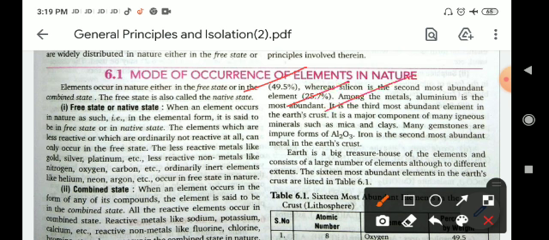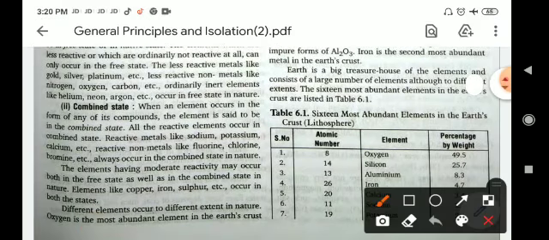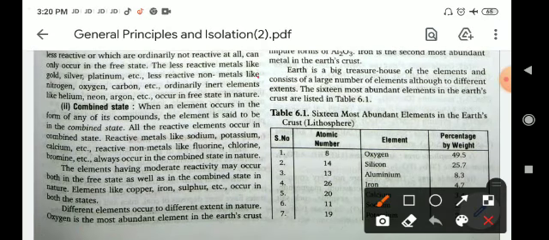Among the metals, aluminium is the most abundant, and it is the third most abundant element in the earth's crust. It is a major component of many igneous minerals such as mica and clay. Many gemstones are impure forms of Al2O3, alumina, aluminium oxide. Iron is the second most abundant metal in the earth's crust. So aluminium is the most abundant metal, and the second is iron.